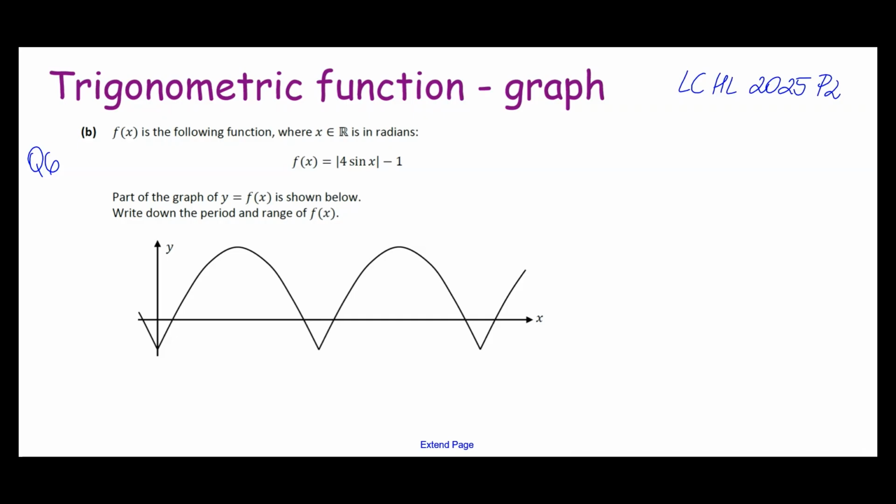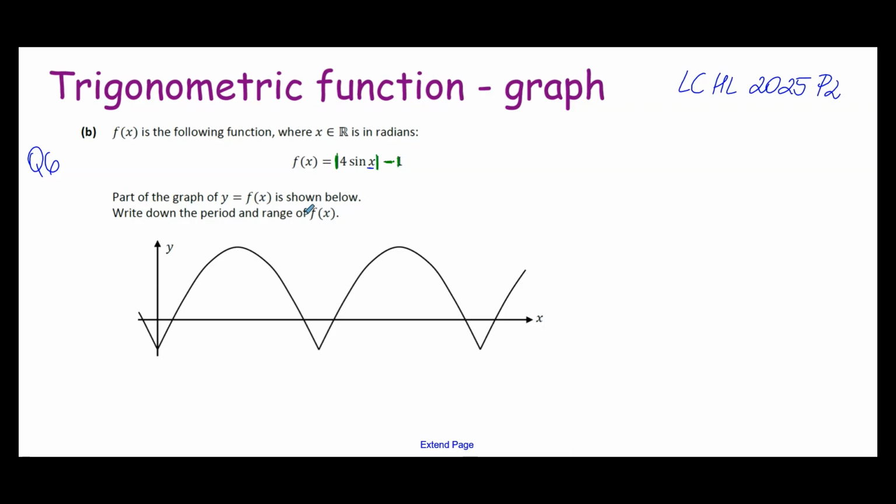So we are looking at the aspect of trigonometric functions, and specifically the graph of it. f of x is the following function, where x belongs to R and is in radians. So the angle, basically, that's what they are saying. So what kind of function is that? I can see that this is a trigonometric function. However, additional to that, we have an absolute value bracket, and then we have -1.